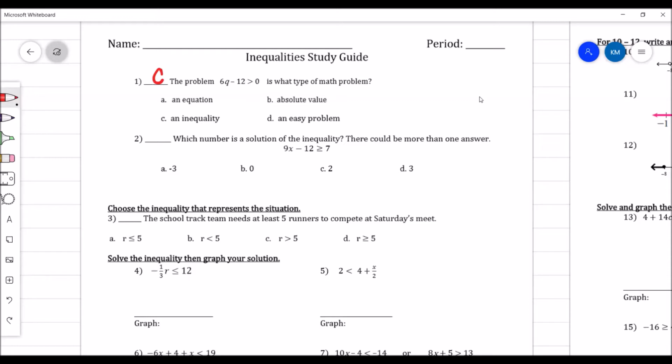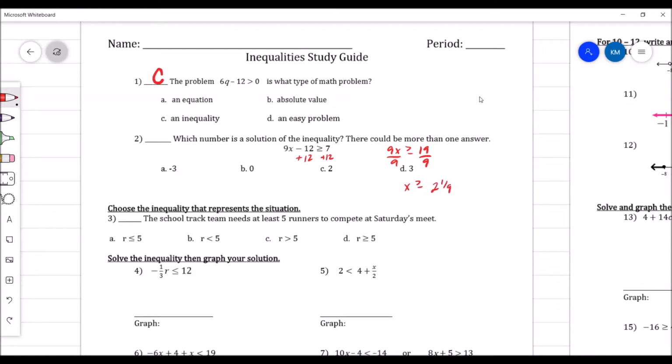Okay, which number is the solution of the inequality? There could be more than one answer. Remember, we're going to avoid the temptation of plugging these numbers in. This is a solvable problem. Let's solve it. Add 12 to both sides. Get 9x is greater than or equal to 19. Divide by 9 and get x is greater than or equal to, and it looks about like 2 1/9.